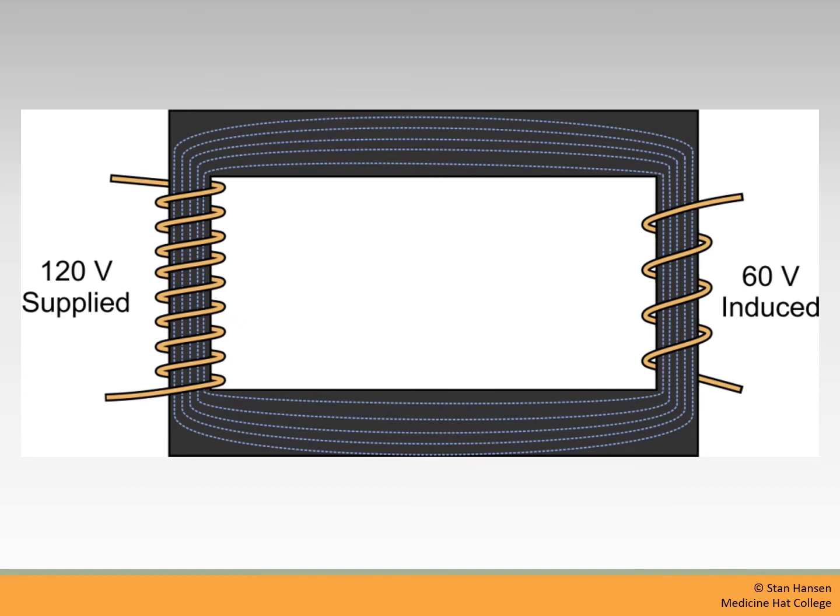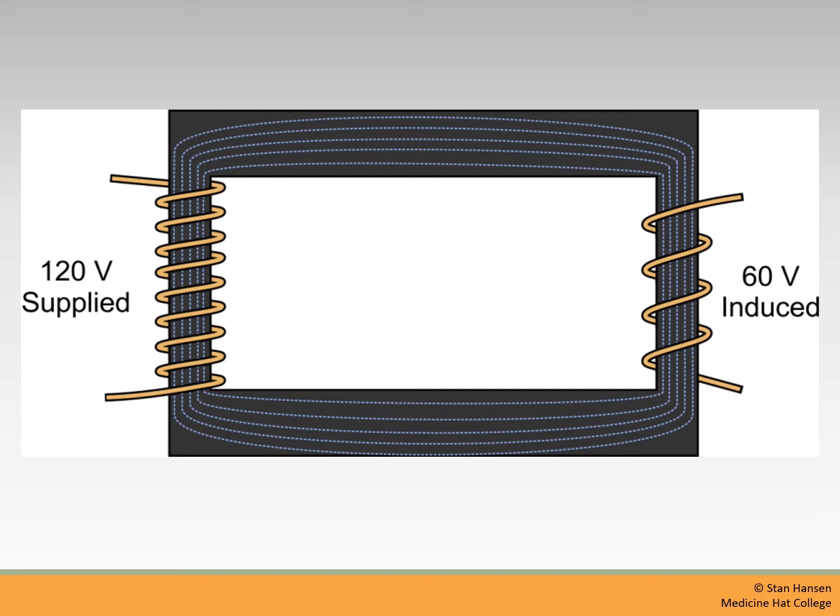Here we have a more typical mutual induction setup that we would see in a transformer. My 120 volt supplied side is creating that magnetic field. Then that magnetic field is then enhanced by the iron core. Since my secondary side, my 60 volt side, is going around the same iron core, the magnetic field is connected. This means my two different coils are electrically separated, however they're magnetically connected.